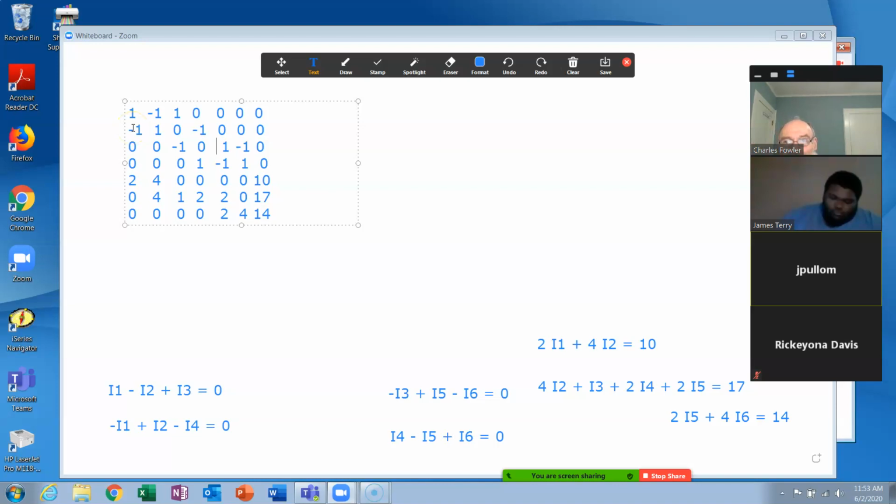Now, there's 3 rules we can follow to do these matrix operations. The first, you could swap any 2 rows. We don't need to swap a row. We got them just like we want them. We got a 1 right up there. Maybe later we'll swap a row, but not yet.